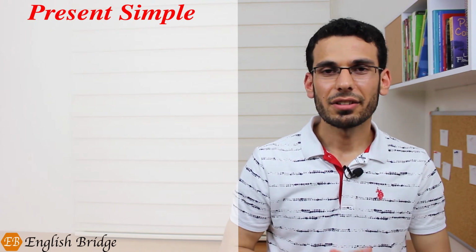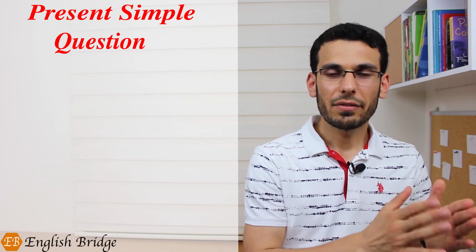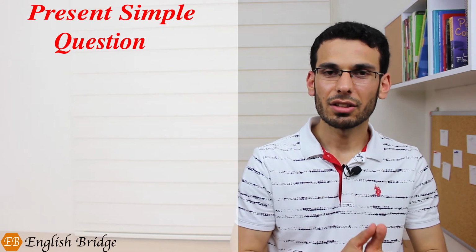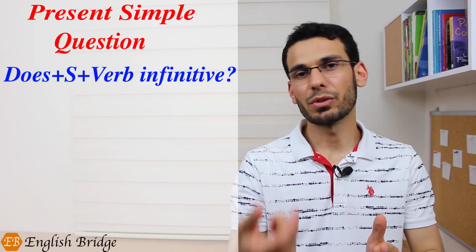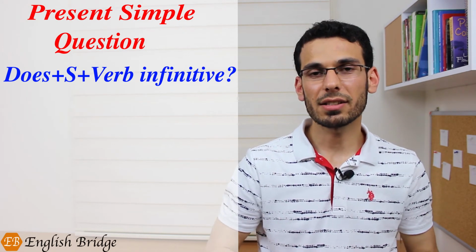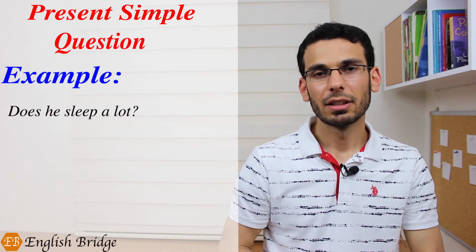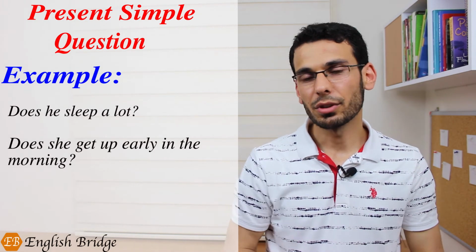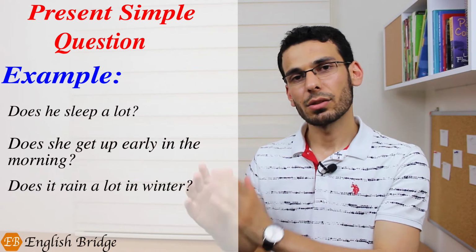And the last point here is how to make questions in English. Here, as we said, we have he, she, it. When we use he, she, it, we use does at the beginning, followed by he, she, it, and after that we use a verb. In this way, we are asking yes/no questions. Alright? So for example, does he sleep a lot? Does she get up early in the morning? Does it rain a lot in winter? And the answer should be does or doesn't.